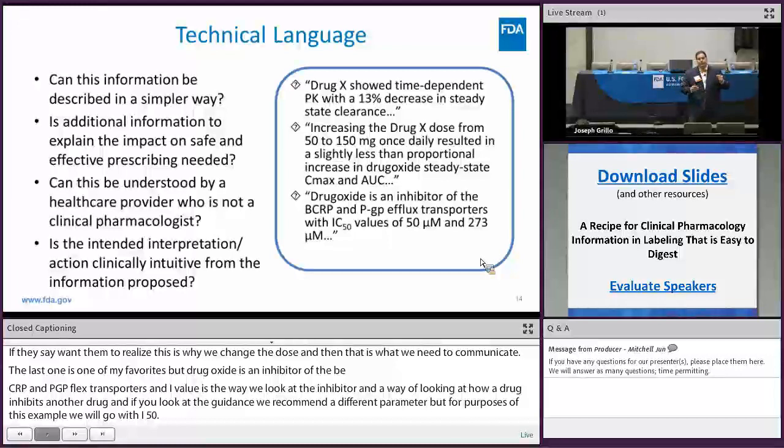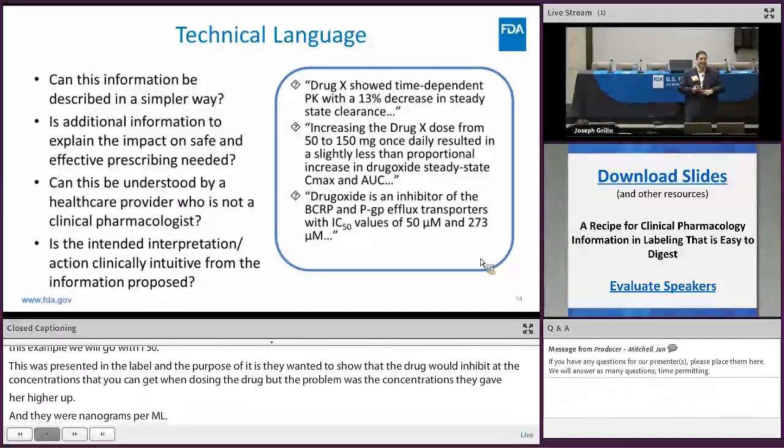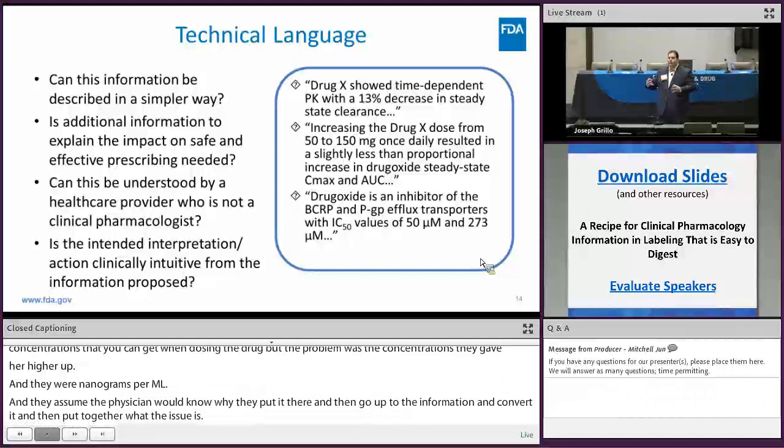when dosing the drug. But the problem was that the concentrations they gave higher up in this section were in nanograms per ml. So they assumed that the physician would look at this information, know why they put it there, and then go up to the exposure information, mentally convert it from moles to grams to moles, that kind of thing from chemistry, and then put together what the issue is. So really, it's probably better just to say it inhibits, it doesn't inhibit, that kind of thing. This is almost too much information.